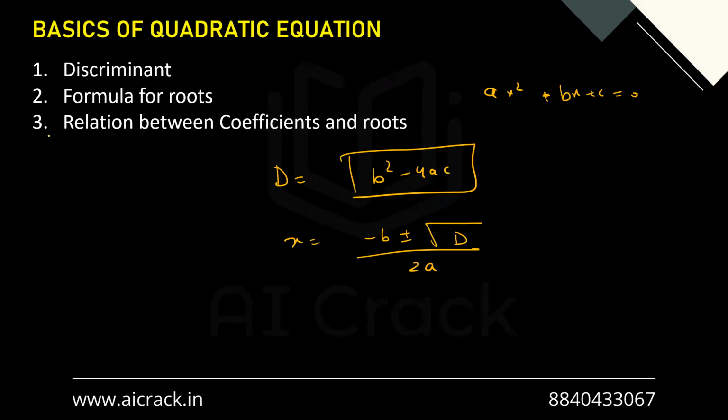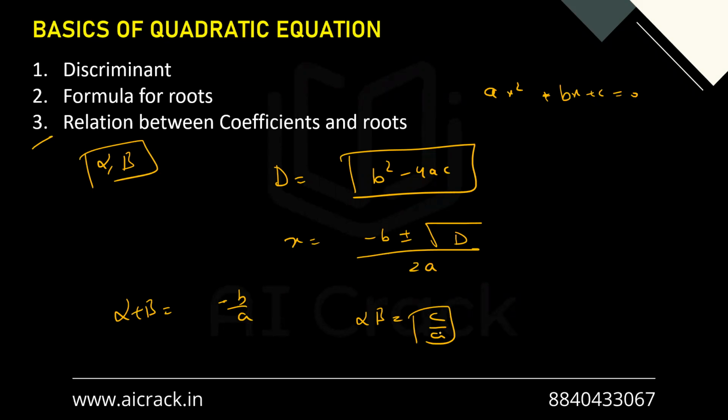Okay. The third point is important: relation between coefficients and roots. Let's say we have alpha and beta as the roots. So alpha plus beta would be minus b by a, and alpha beta would be c by a. So c is this coefficient, b is this coefficient, a is this coefficient, and c by a is basically the product of roots, and minus b by a is the sum of roots. Now, how did we get that?